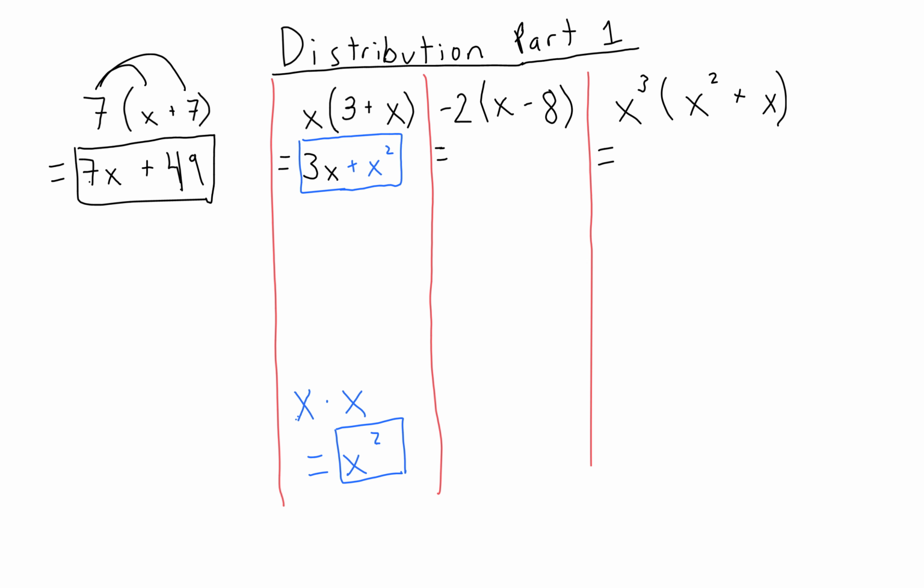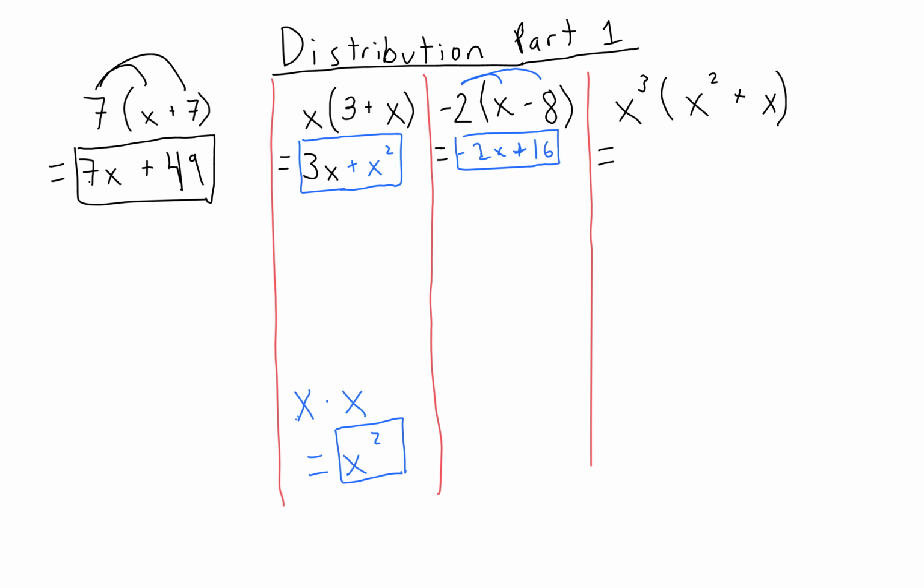Moving right along. Next, we have negative 2 times x, which is negative 2x. And then to remind us of our sign properties, negative 2 times negative 8, that's a negative times a negative, that will give us a positive 16. Okay?